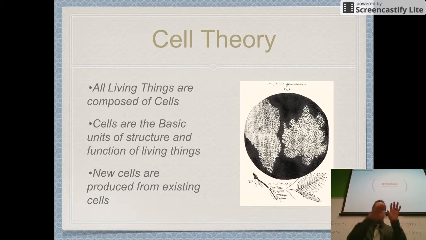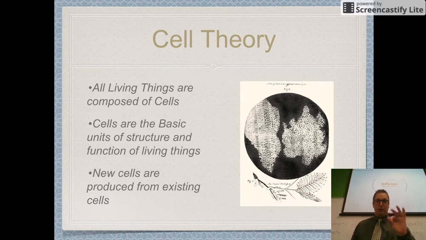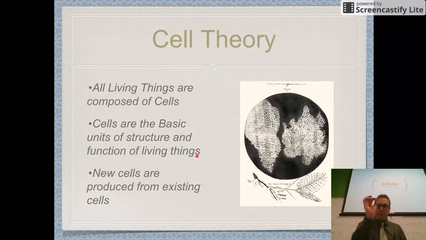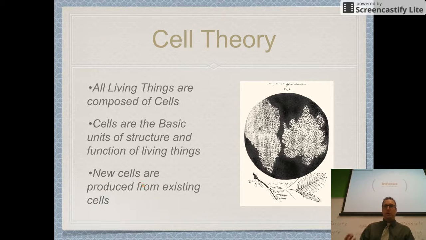So here is cell theory. Very big, very important, huge, gonna be on the test. These three things. All living things are composed of cells. If it's alive, it has cells. That was one of our characteristics of life. The cell is the basic unit of structure and function in living things. So it is the smallest thing that is alive and does the function that it needs to do. And new cells come from pre-existing cells. So if I want new cells, I've got to have my old cells reproduce.